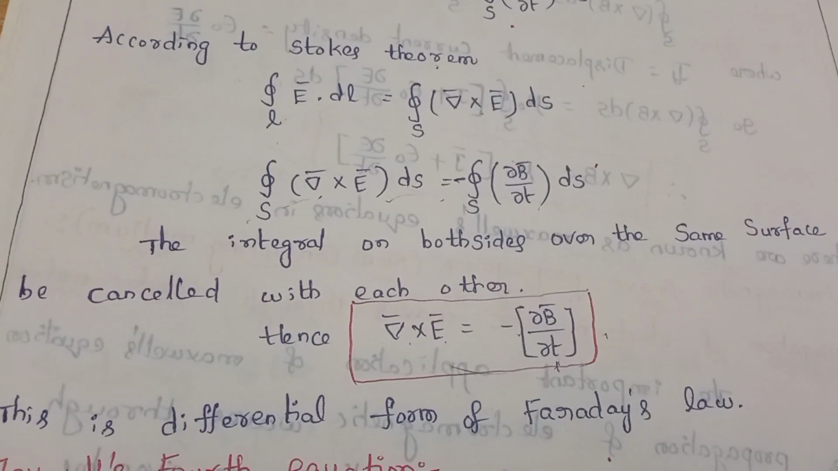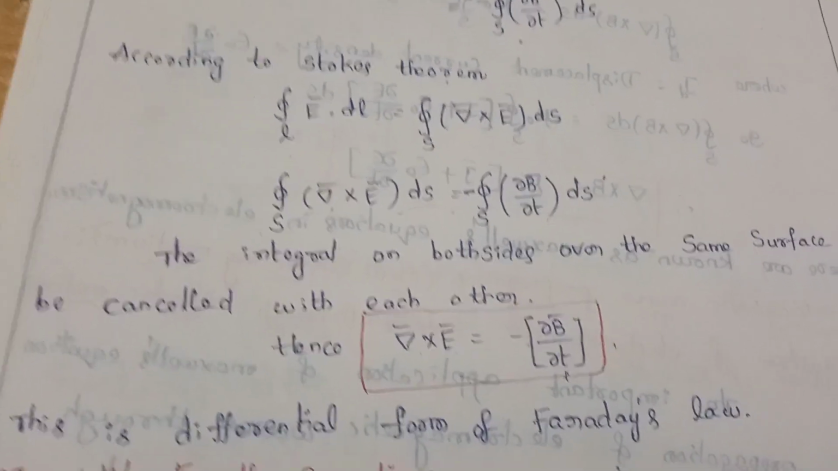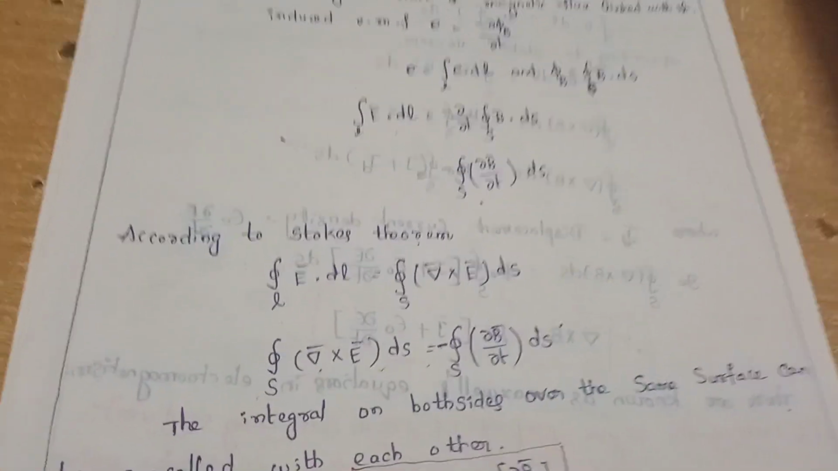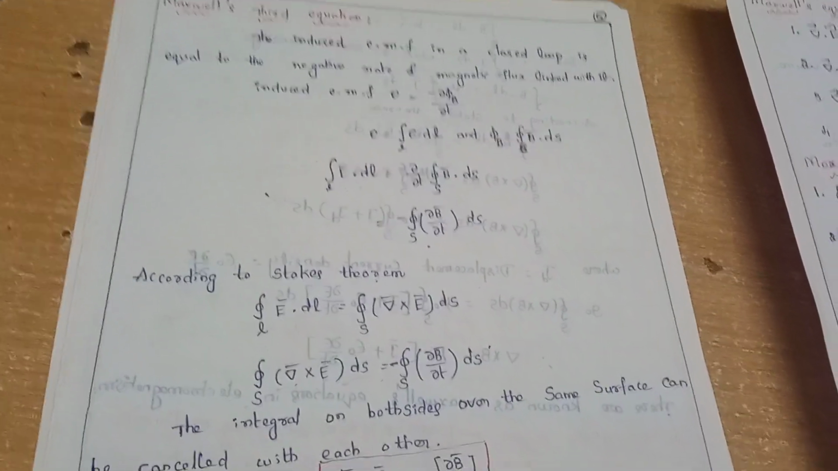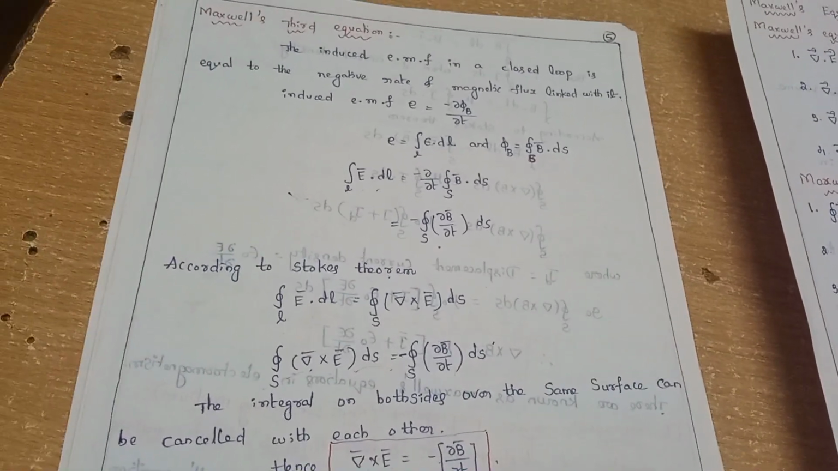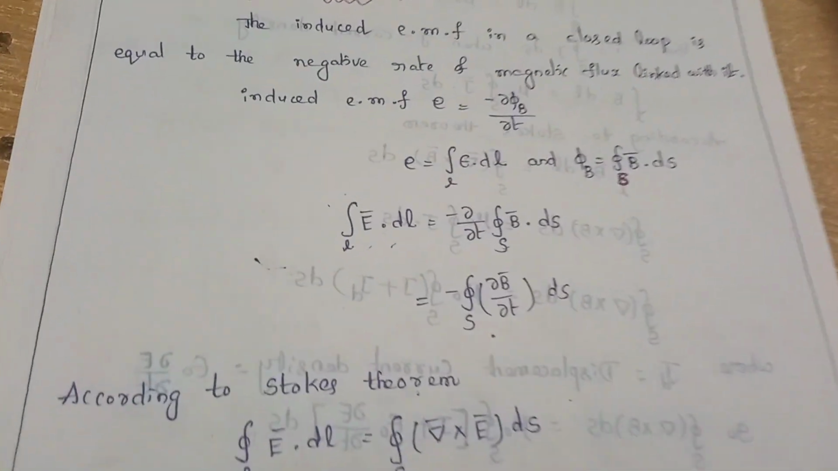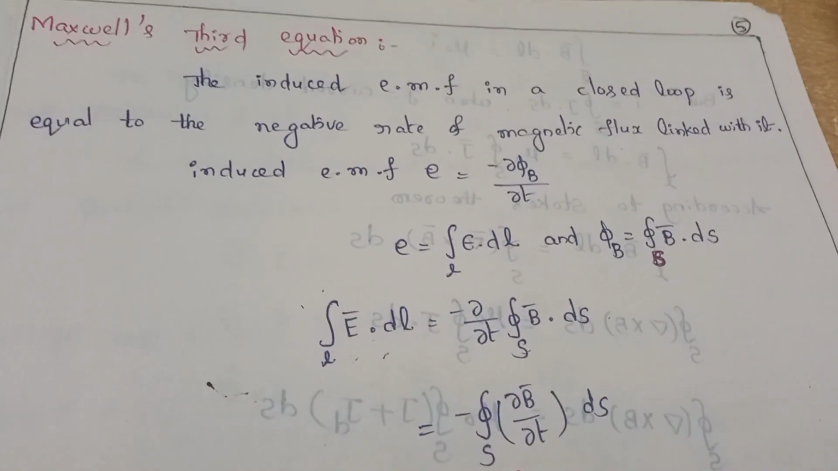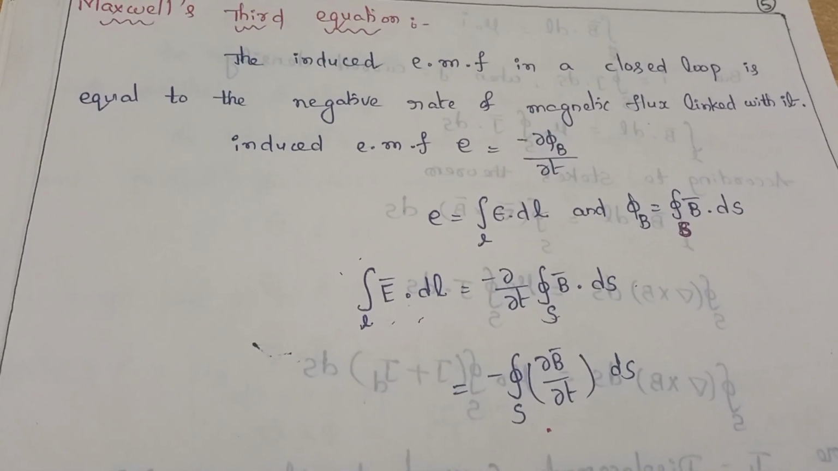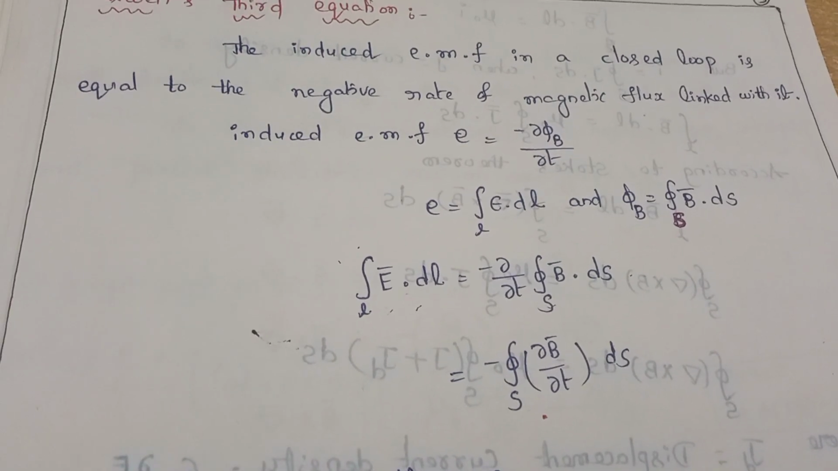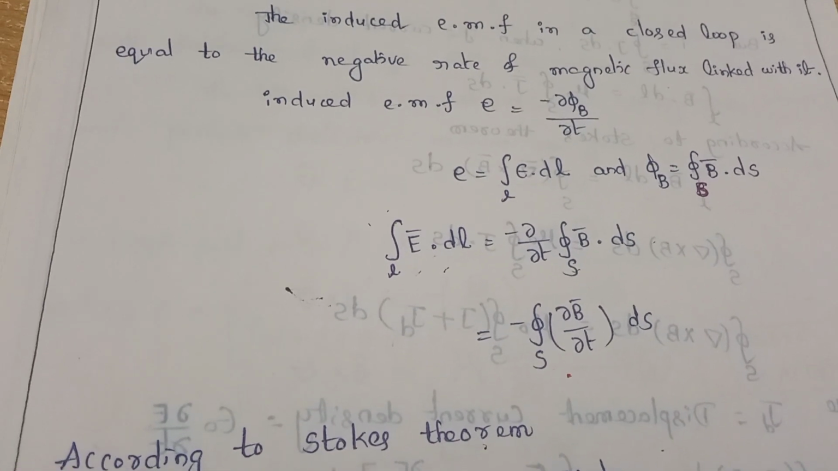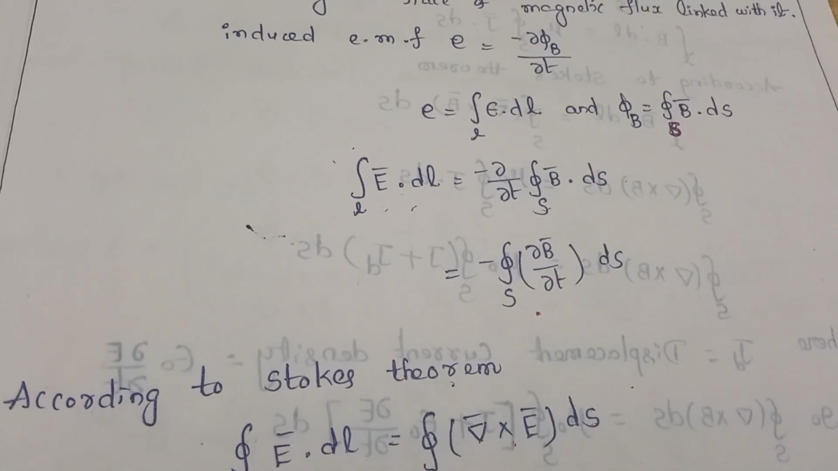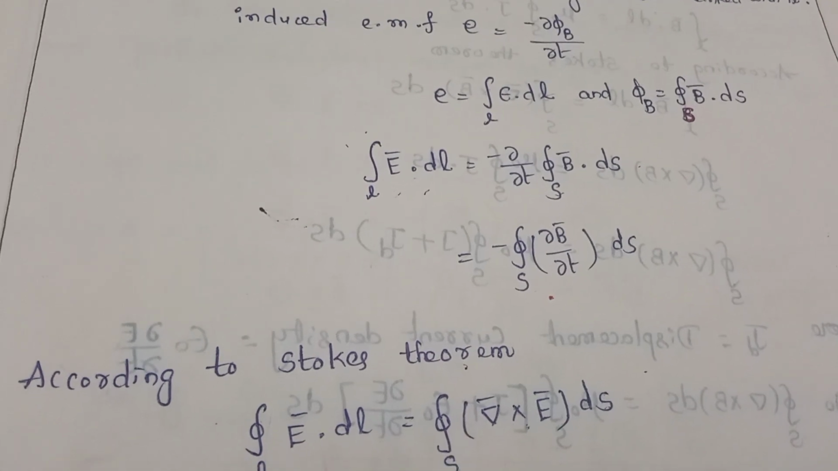For the first two equations we can use the Gauss divergence theorem, and for the next two equations we can use the Stokes theorem. So it is the complete Maxwell third equation. Once we observe it completely, it is very easy. Maxwell third equation says the induced EMF in a closed loop is equal to the negative rate of change of magnetic flux linked with it. So the induced electromotive force E is equal to minus dou phi B by dou t. E can be written as E dot dl, and phi B can be written as B dot ds.